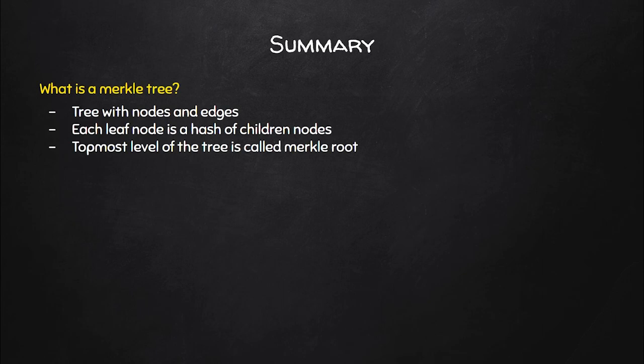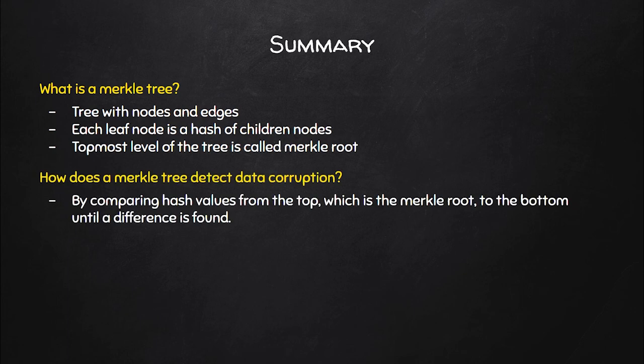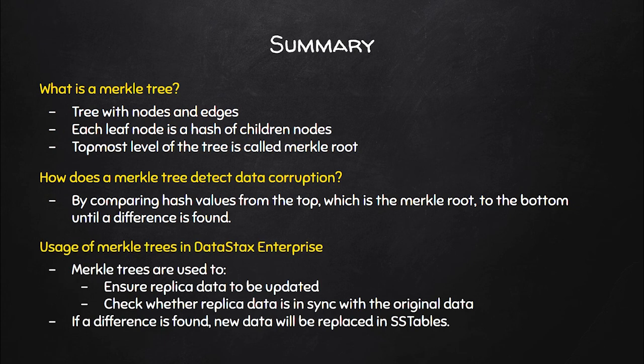In summary, a Merkle tree is just a tree with nodes and edges. Each leaf node is a hash of its children nodes. A Merkle tree is built from the leaves up to the root and detects data corruption by comparing hash values from the Merkle root down to the leaves. One of the many applications of Merkle trees would be in the DataStax Enterprise, where they are used to check whether replica data is in sync with the original data and will update it if it is not.